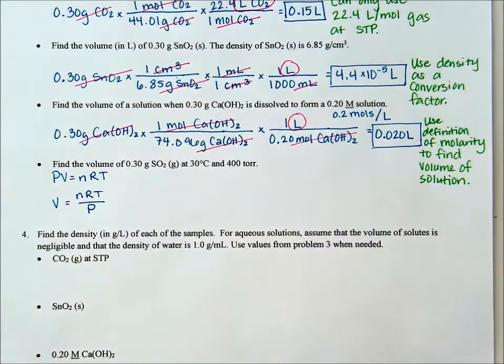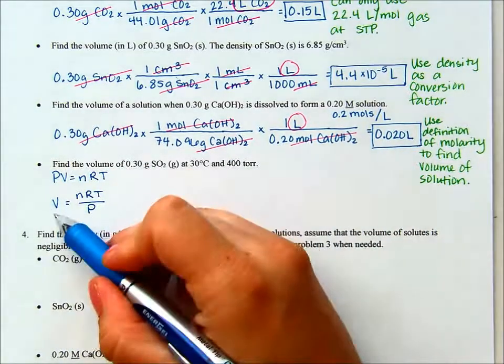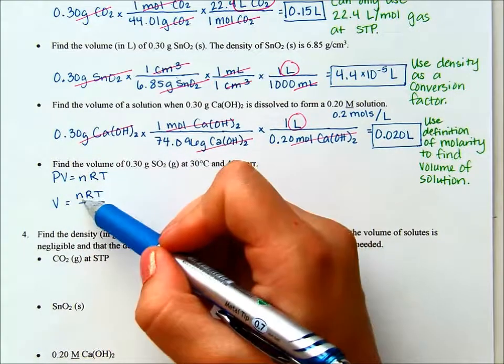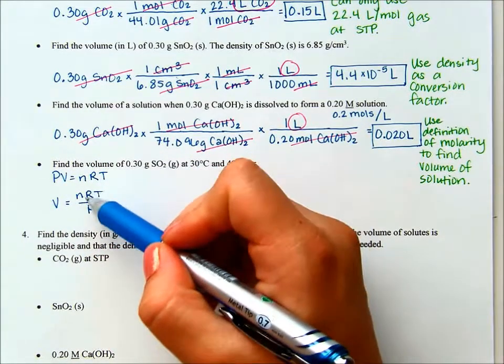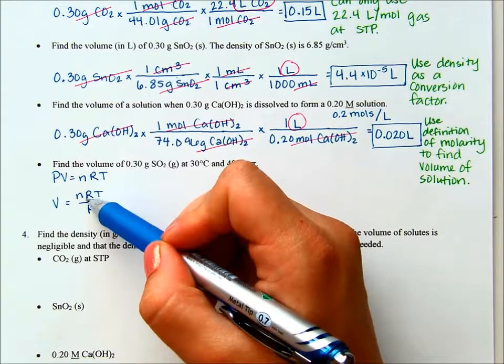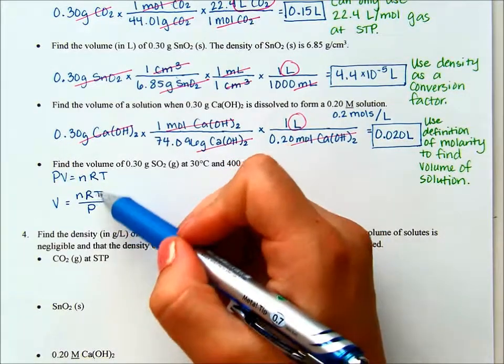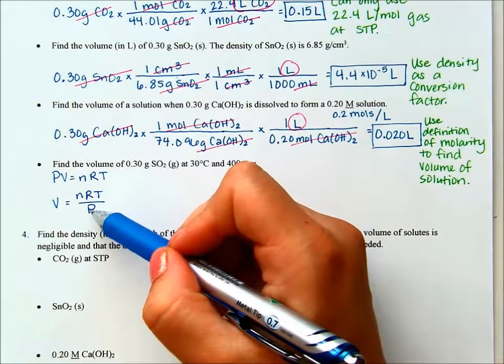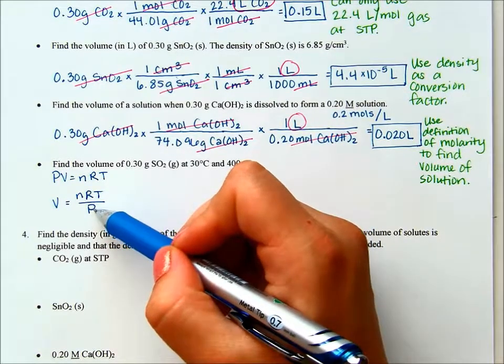All right, so what do all of these variables mean? V is volume. That's going to be in liters. N is the number of moles you have, of course in moles. R is your ideal gas constant. T is your temperature, and that's going to be in kelvins. And P is your pressure, and that's going to be in atmospheres.